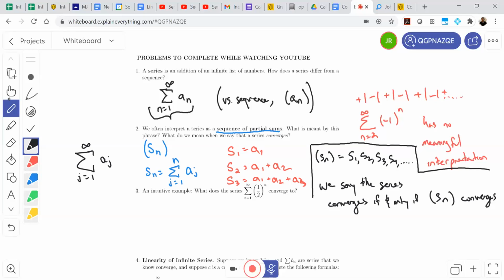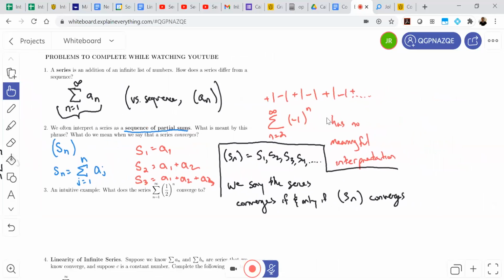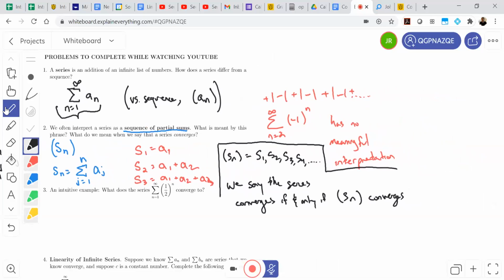So right away, we see why this series over here has no meaningful interpretation and why we cannot conclude anything about it. If we look at its sequence of partial sums, and again, we did this in the video, so I'll just mention it briefly. We could say that the first partial sum, the sequence of one partial sum, was just equal to 1. S sub 2, the first 2, right? That's +1 -1, so that's going to be 0. S sub 3 would be +1 -1 +1, so that's 1 again.